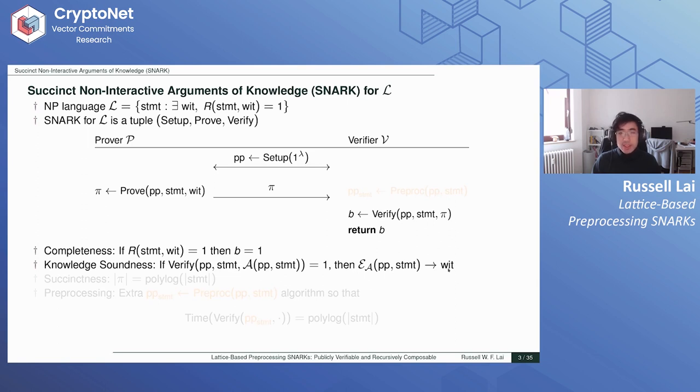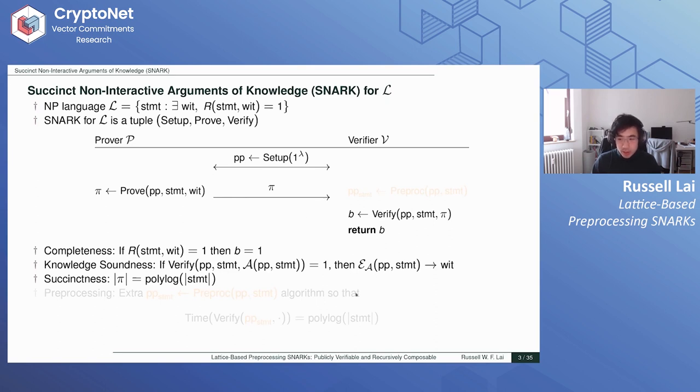And what makes SNARKs a non-trivial notion is the property of succinctness, which says that the size of this proof should be polylogarithmic in the size of the statement. Therefore, the trivial solution of just sending the witness over violates succinctness.